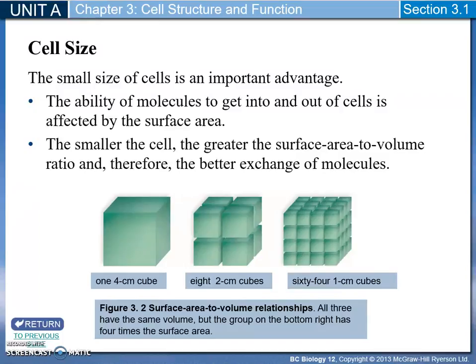So there's an advantage to having smaller cells, because you increase the surface area whereby materials can get in and out of the cell, which has to occur at the cell membrane. So if you decrease the size of cells, then you're going to increase the overall surface area of that same volume. So therefore, it is an advantage with small size.